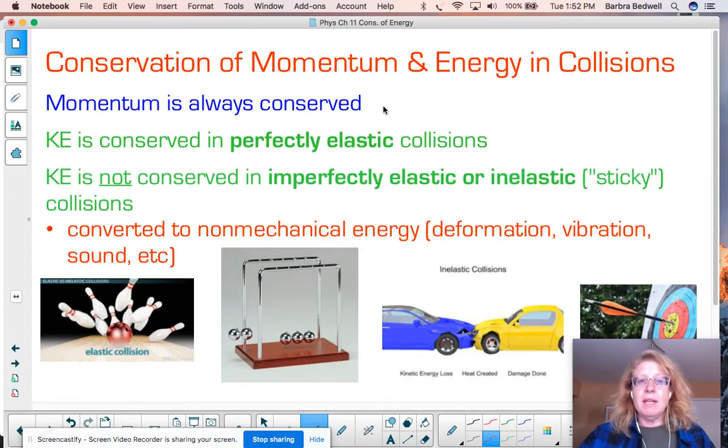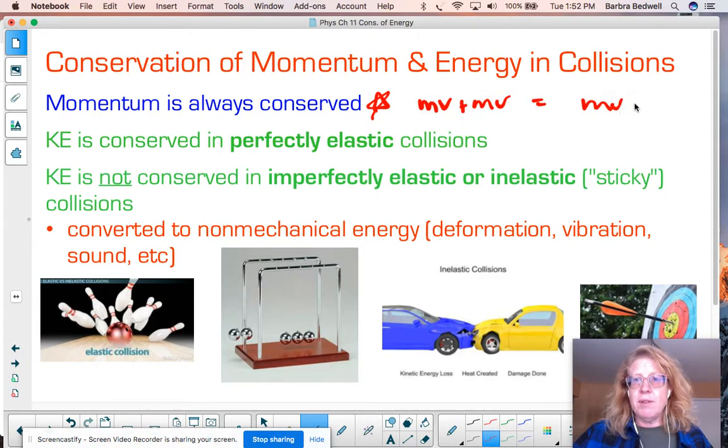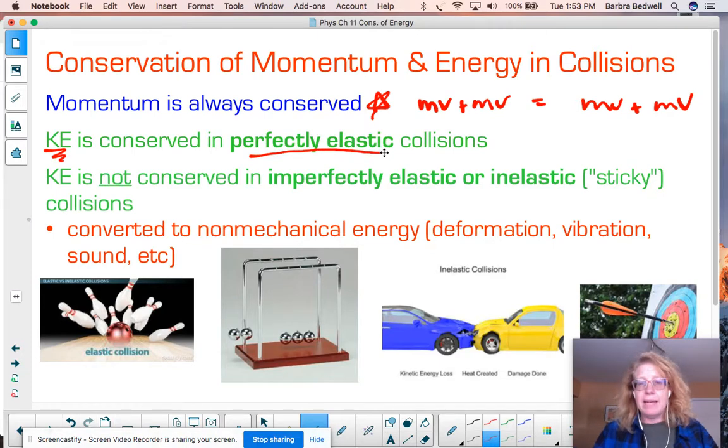But the key thing here is to keep track of two different factors when we're talking about collisions. Number one, momentum is always conserved. So you've got mv plus mv equals mv plus mv. So this would be your two different objects before and your two different objects colliding afterwards. Momentum is always conserved. Does not matter what type of collision it is. For kinetic energy, though, this only is conserved in what they call perfectly elastic collisions.